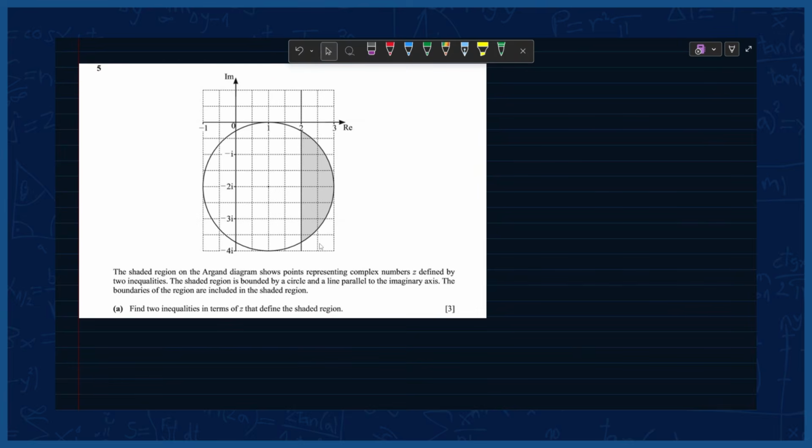Okay, so the circle, we can start with, in fact, I think the line is easier. So we were told the line is parallel to the imaginary axis, which is this line here.